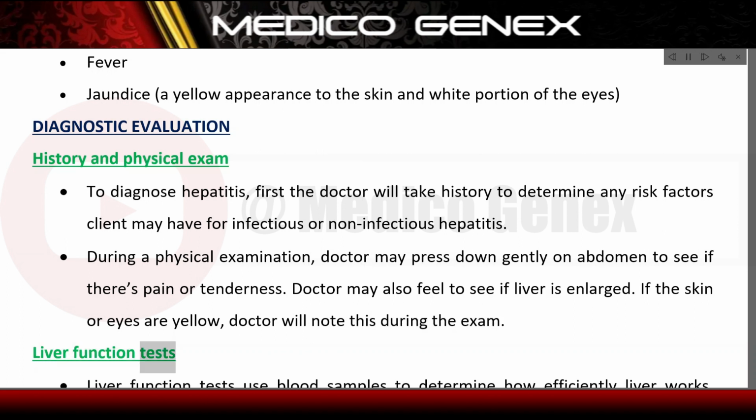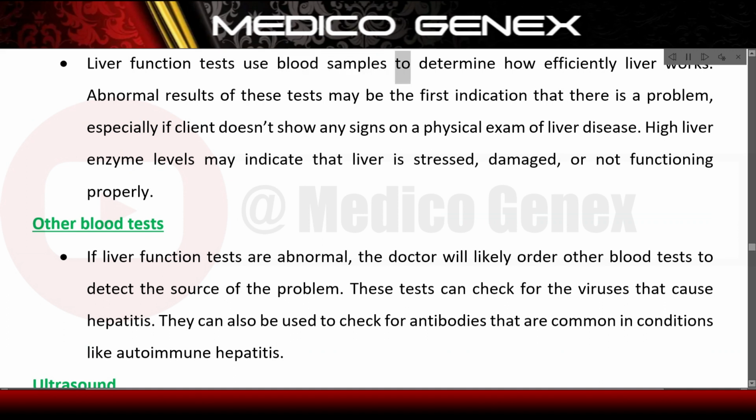Liver function tests. Liver function tests use blood samples to determine how efficiently the liver works. Abnormal results of these tests may be the first indication that there is a problem, especially if the client doesn't show any signs on a physical exam of liver disease. High liver enzyme levels may indicate that the liver is stressed, damaged, or not functioning properly. Other blood tests. If liver function tests are abnormal, the doctor will likely order other blood tests to detect the source of the problem. These tests can check for the viruses that cause hepatitis. They can also be used to check for antibodies that are common in conditions like autoimmune hepatitis.